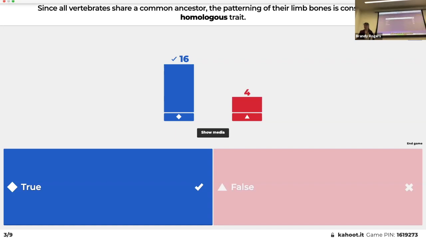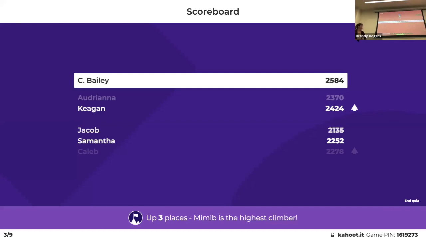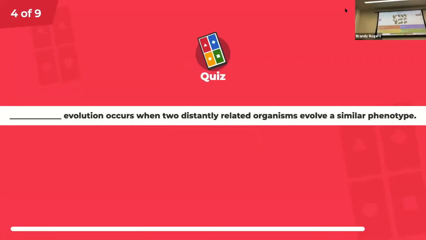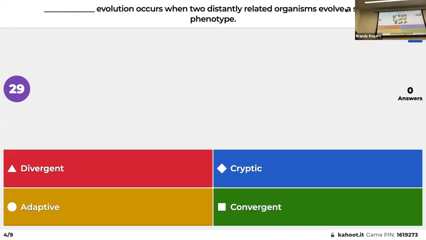So, yeah, definitely related. All right. What kind of evolution occurs when two distantly related organisms evolve a similar phenotype? It might lead to an analogous structure, but what's the name for that type of evolution?